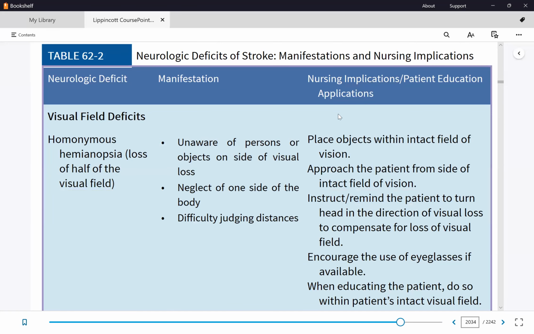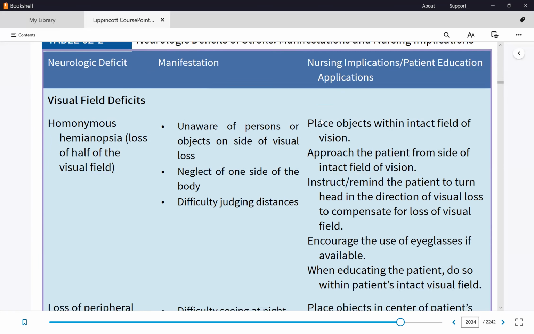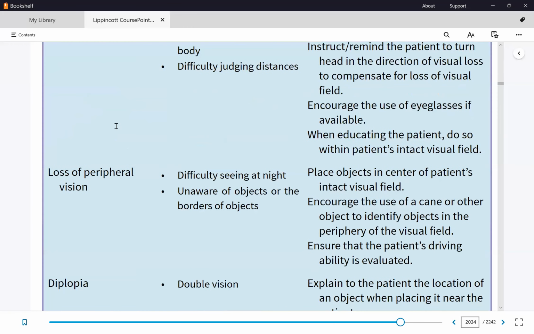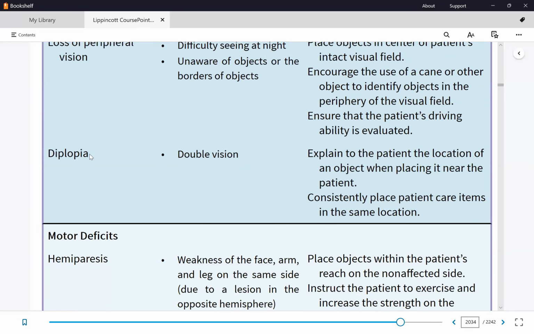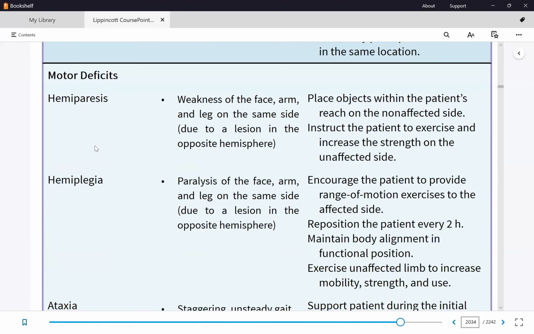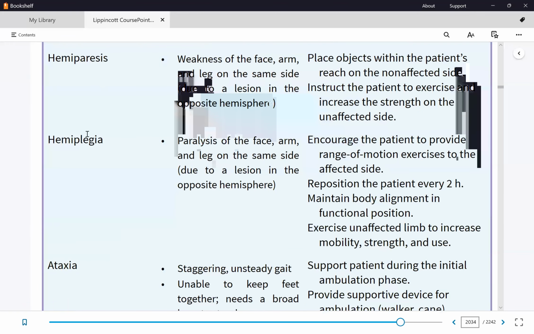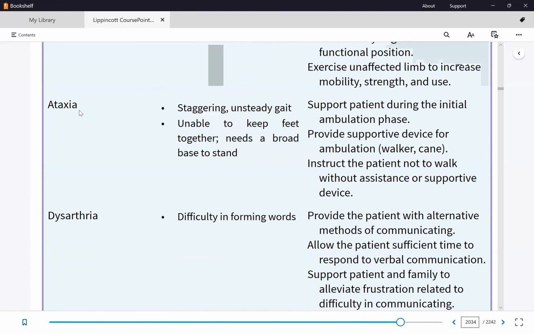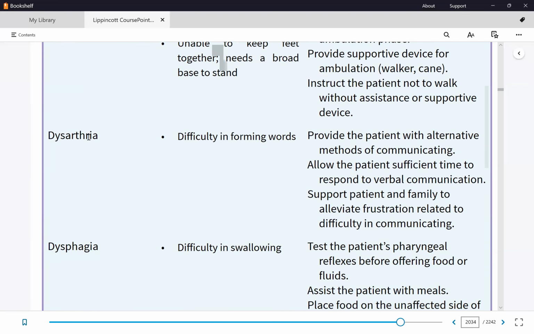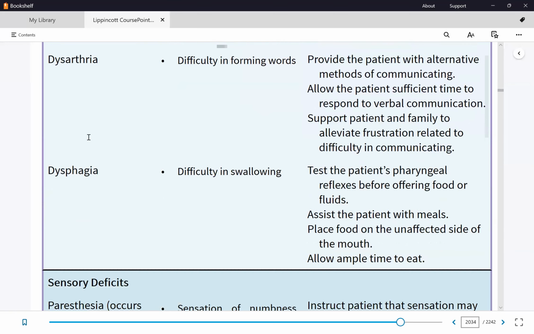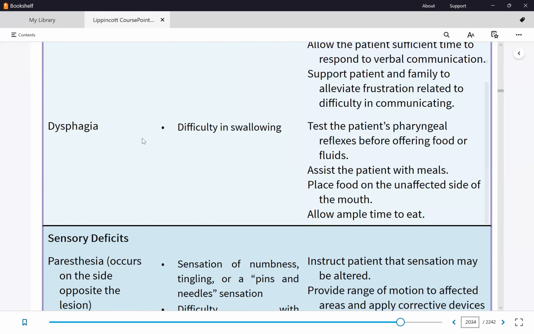So here are a few summary. Table 62-2, we got homonymous hemianopsia, blindness, double vision, or for motor, again, weakness to paralysis, gait problems, ataxia, and then there's dysarthria, motor, but they don't have aphasia. Dysphagia is common in almost all strokes. So it's very important, therefore, during the first 24 hours of stroke, do not feed the patient. They have to be seen by a speech language pathologist.